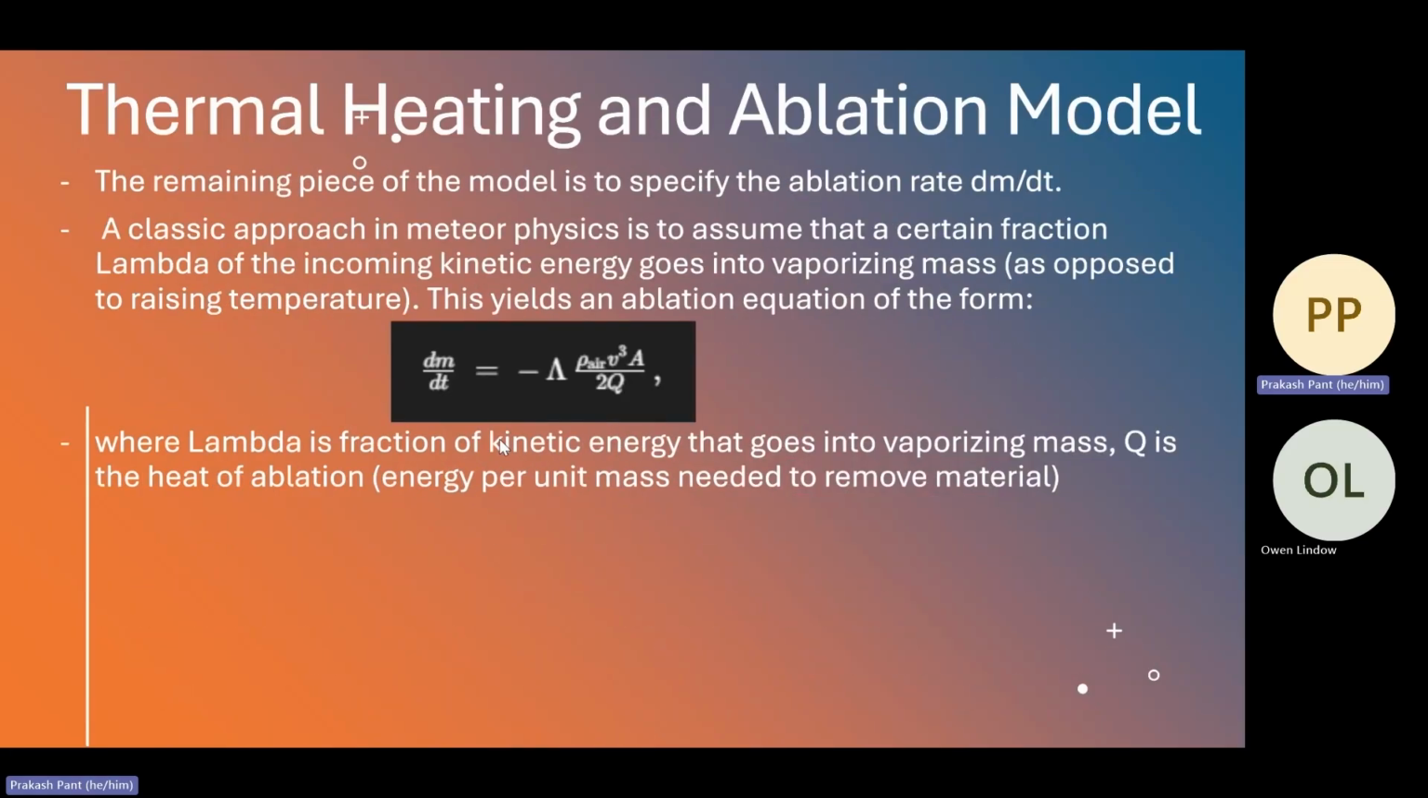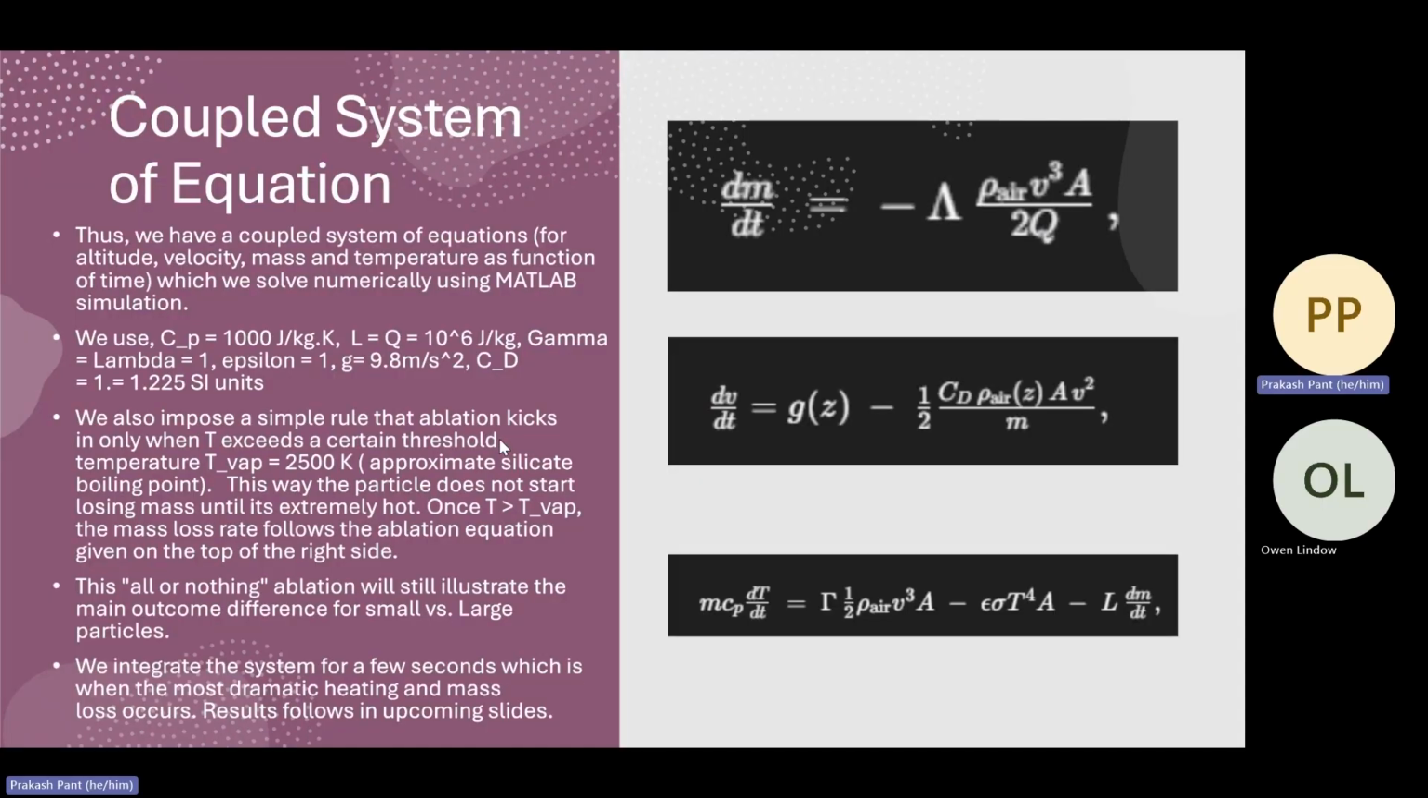The third one is about how mass is ablated. This is a standard ablation equation: dm over dt is negative lambda rho v cubed A over 2Q, where lambda is the ratio of the kinetic energy that is used for vaporizing mass, and Q is the heat of ablation. Now that we have a coupled system of differential equations, we can run a simulation in MATLAB, solve it numerically, and then analyze the results.